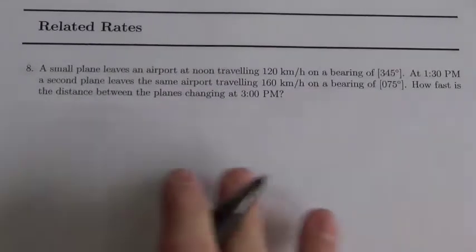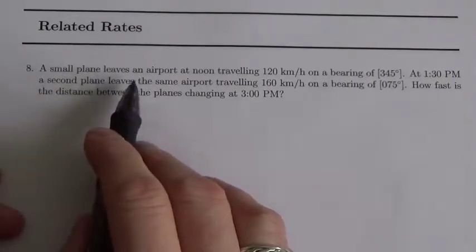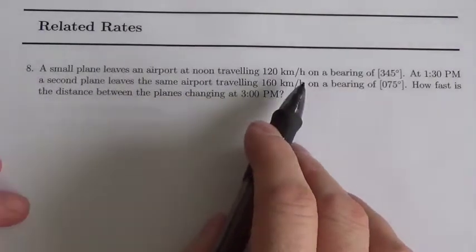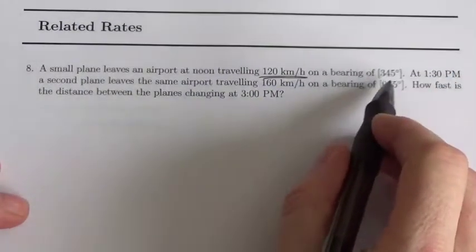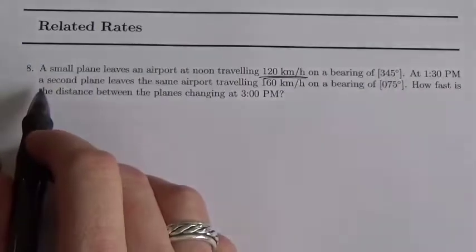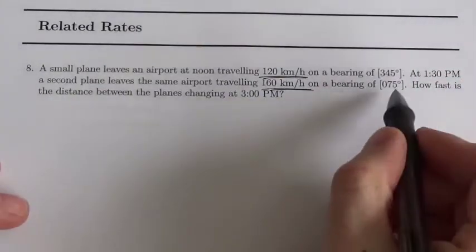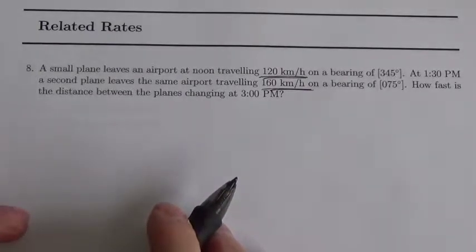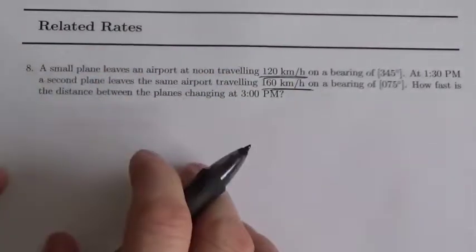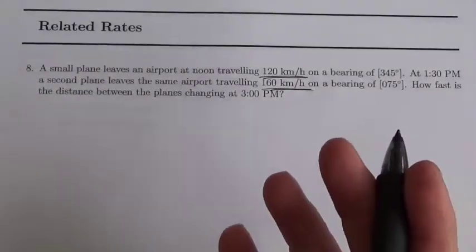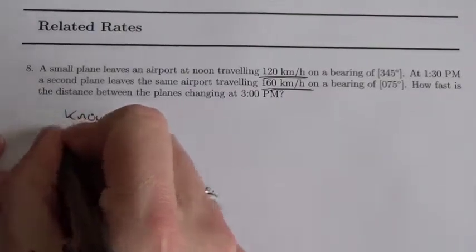All right, this question is another kind of a classic in the area of related rates. A small plane leaves an airport at noon, traveling 120 kilometers per hour. So right here, there's a rate. On a bearing of 345 degrees, and then at 1:30, a second plane leaves the same airport, traveling at again another rate, 160 kilometers per hour. Again, we're given a bearing, 75 degrees there. Now, the reason I haven't dropped these rates into a notes section yet is because I'm going to need to draw this a little bit before I start to identify what those rates are.